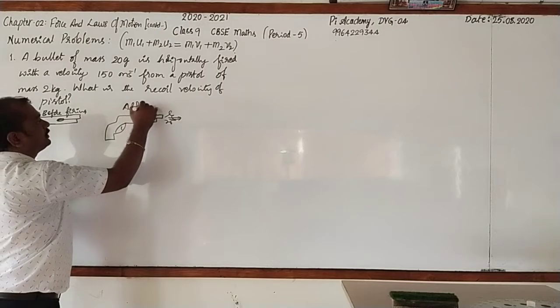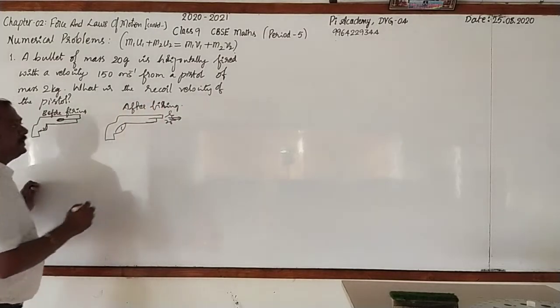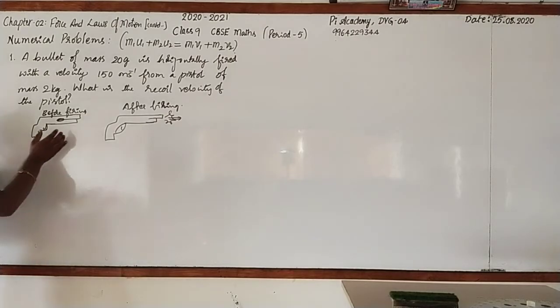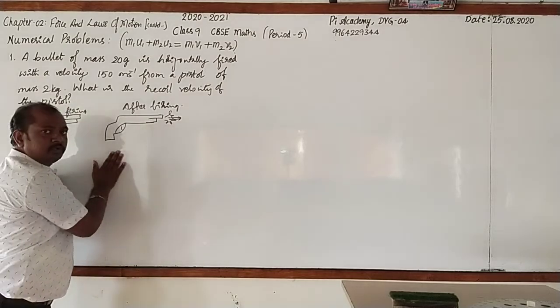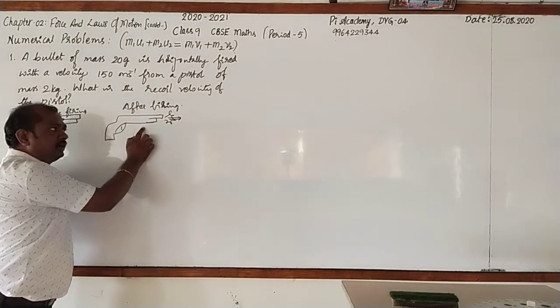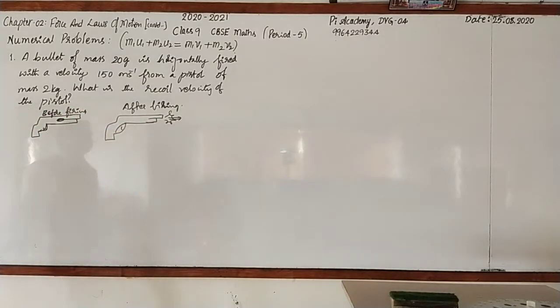This is after firing. That means the sum of momenta of bullet and pistol before firing is equal to the sum of momenta of bullet and pistol after firing, according to the law of conservation of momentum. Is it not? Yes. I'll go for writing the data first.